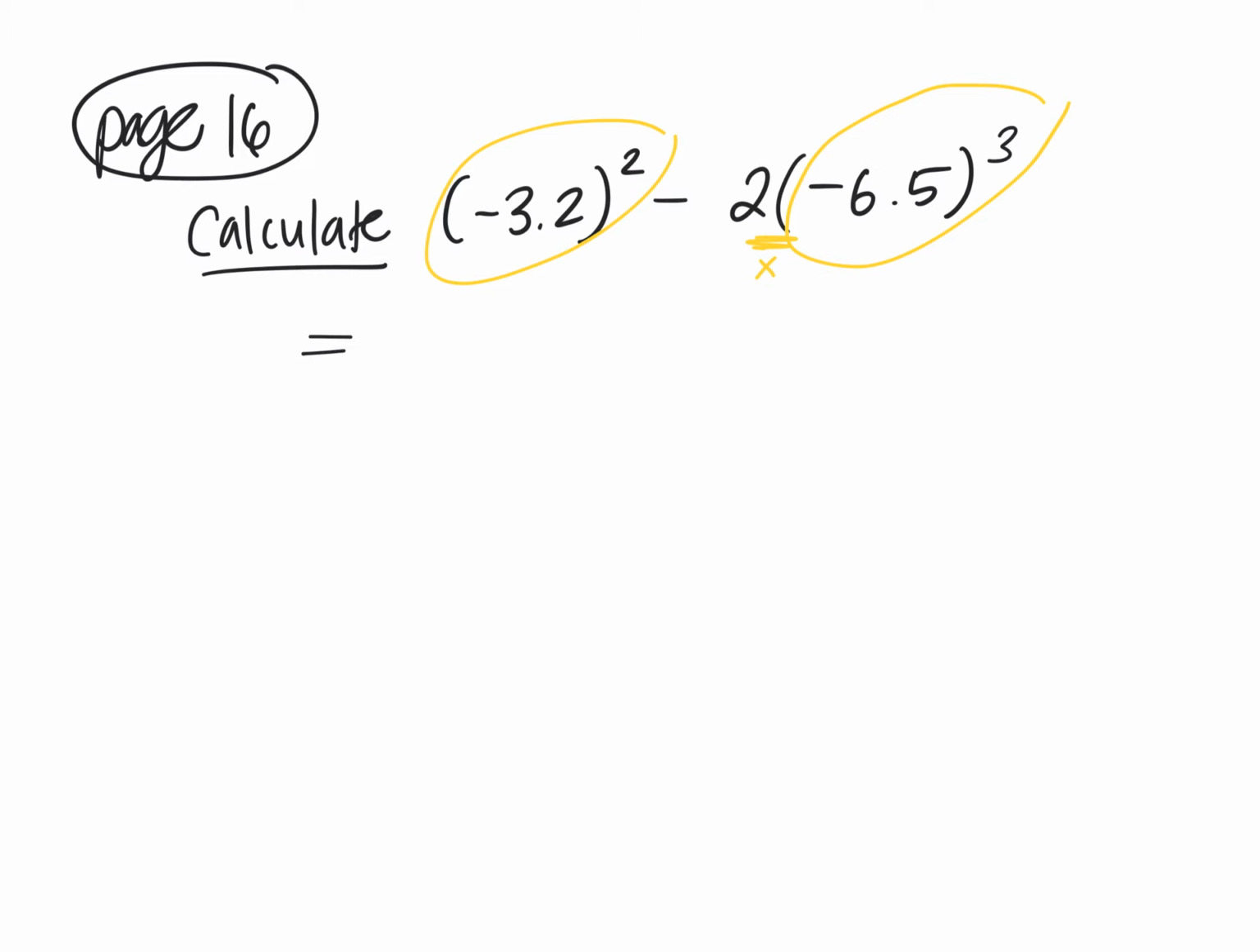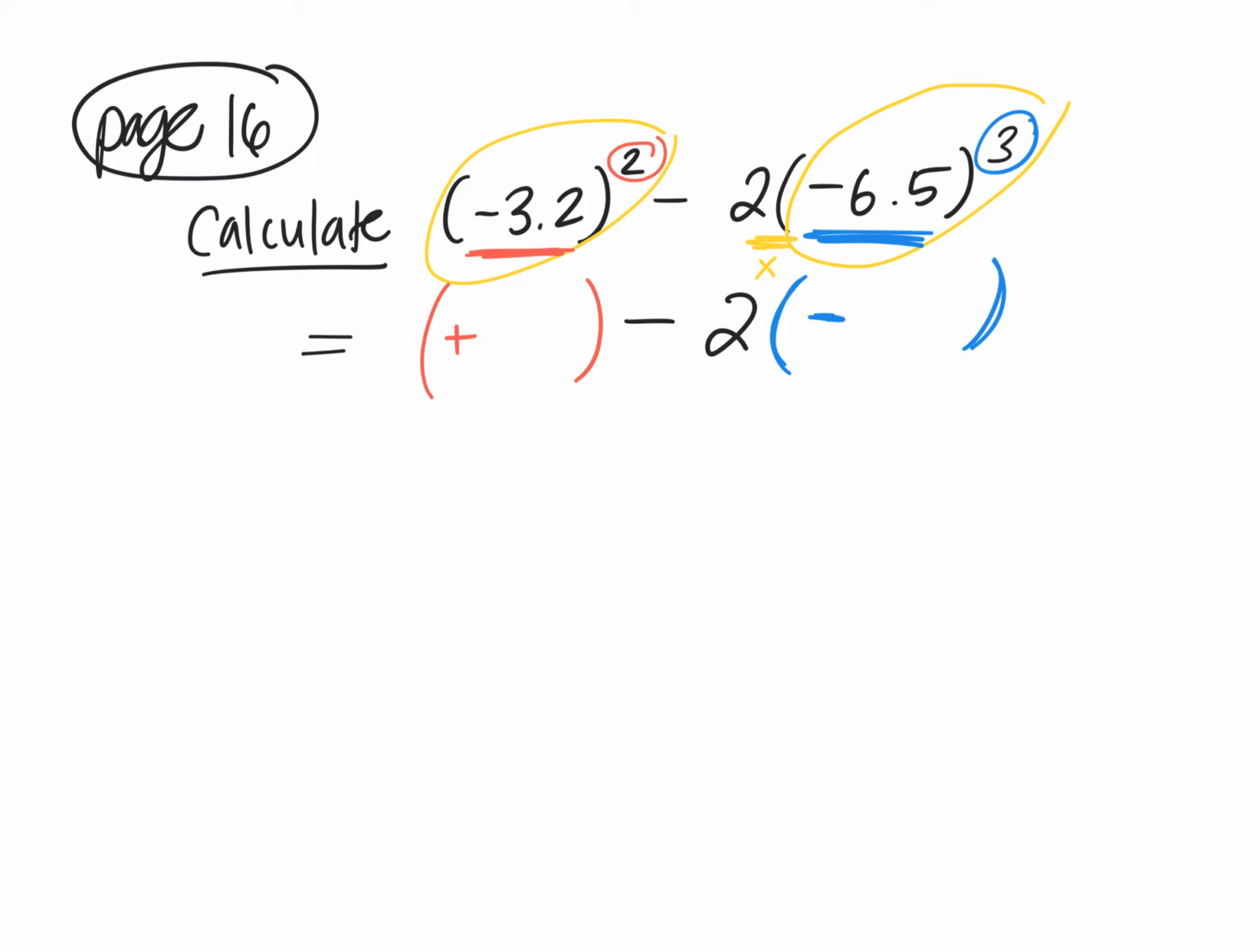So as a quick recap, if you have a power with a negative base and an even exponent, the result will be positive, right? Remember this? If you have a power, again, with a negative base and the exponent is an odd number, the result will be negative. So I know that when I simplify this power, it's going to be positive, and when I simplify this power, it's going to be negative. And I know whatever that is, I'm going to subtract it by 2 times whatever the answer is.